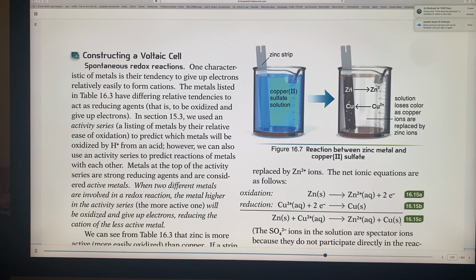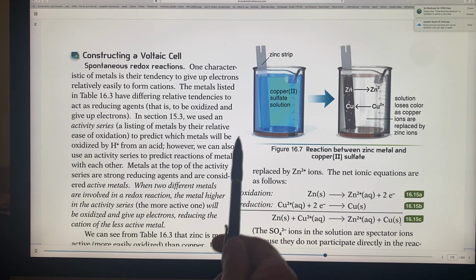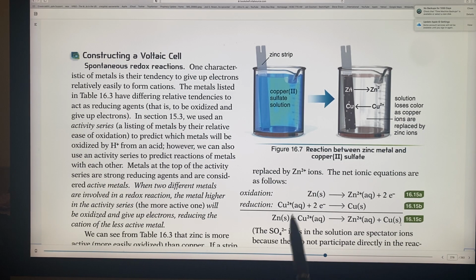First of all, this one has a zinc strip. What happens if we put a zinc strip in a solution of copper? We put this in here. What happens with the zinc strip in a solution of copper? Well, this is what happens. The solution loses color as the copper ions are replaced by the zinc ions.